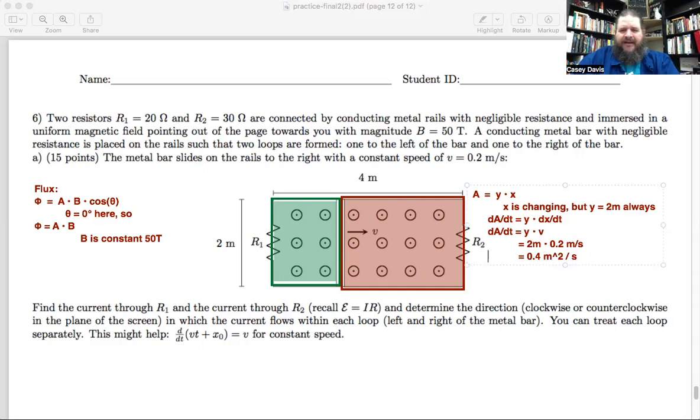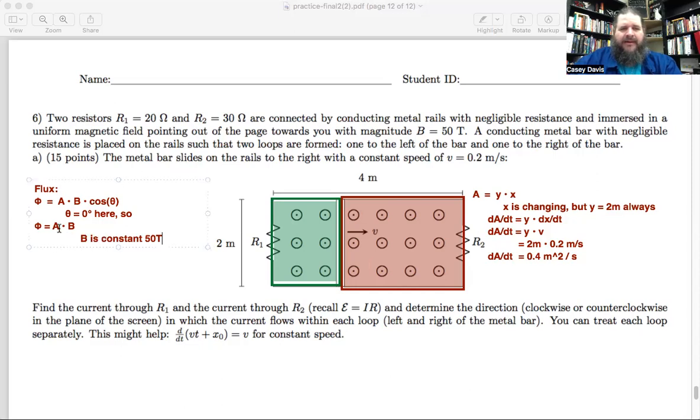So that's dA dt, the rate of change of the area. And that's for both of them. One of them is growing by 0.4 square meters per second. The other one is shrinking by 0.4 square meters per second. But the absolute value of the rate of change is the same for both.